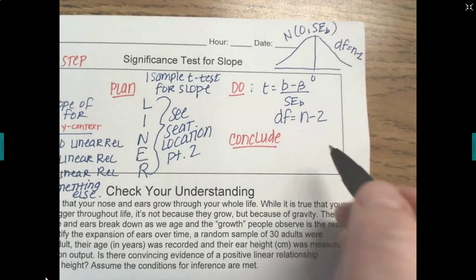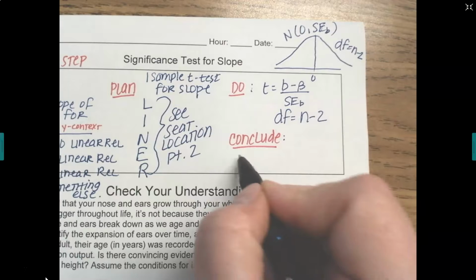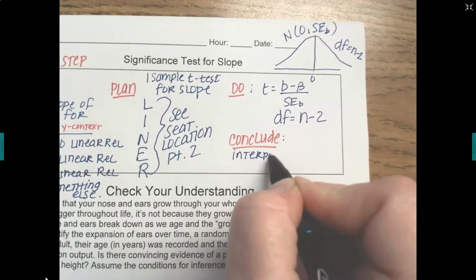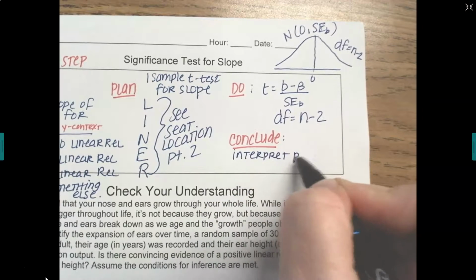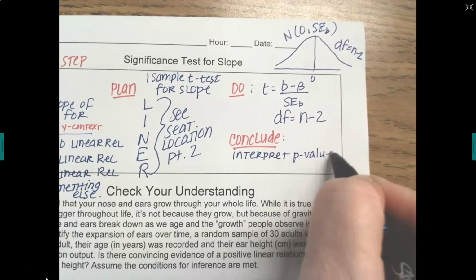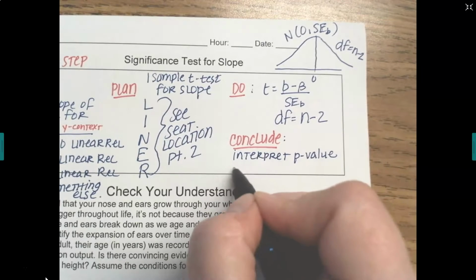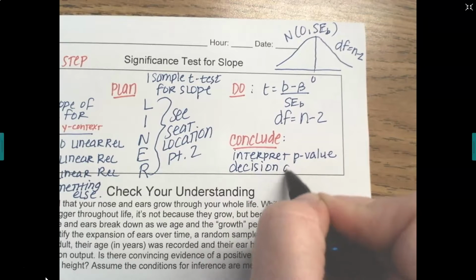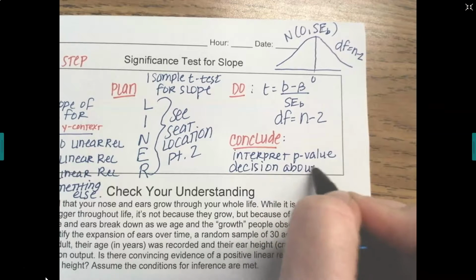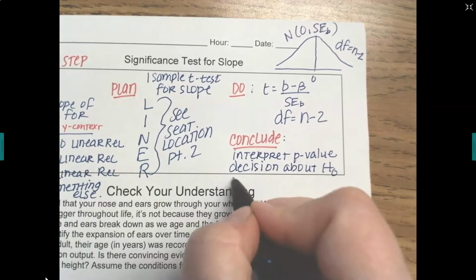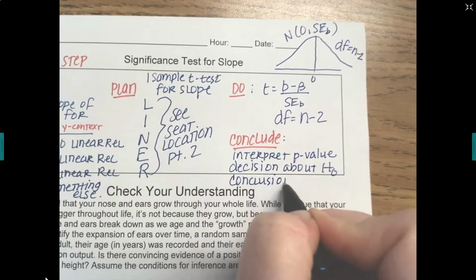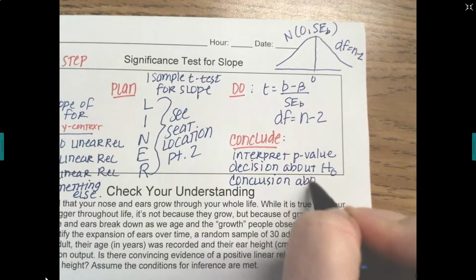And then in your conclude section, you need to interpret your p-value. You need to make a decision about the null. And then you need to make a conclusion about the alternative.